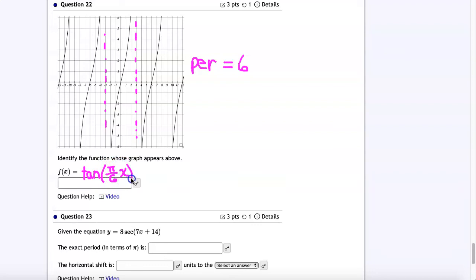My graph is not shifted up or down, but I do have a stretch. If you look, we're going to go for a quarter cycle. A quarter cycle is the 1.5 mark. So we're going to come up here and see how high are we at 1.5. Oh, we're all the way up there at 4. So we actually have a value of 4 out in front of this tangent. It has been stretched vertically.